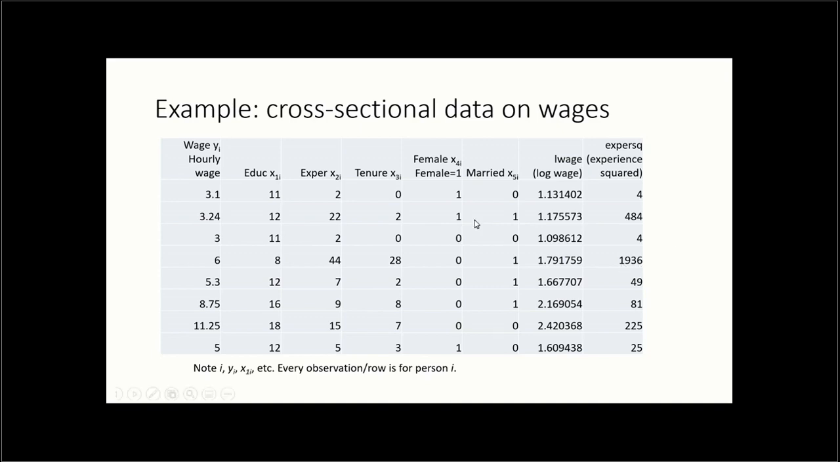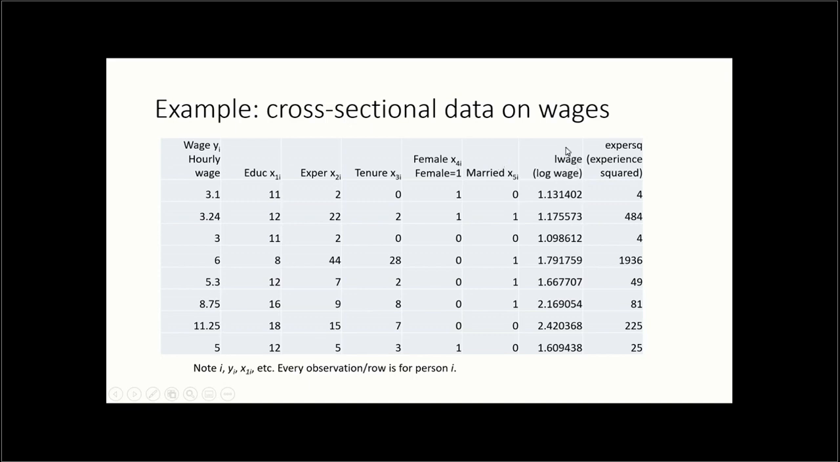And this would be a wage or hourly wage. And these would be the observations. I pulled up the first few rows of the data for you to see here. So here, y_i would be the dependent variable wage. And then if we want to estimate an econometric model, we could have several independent variables such as education, experience, tenure, how many years on the job, whether or not the person is female and married.